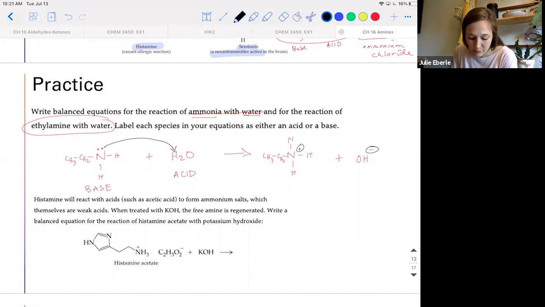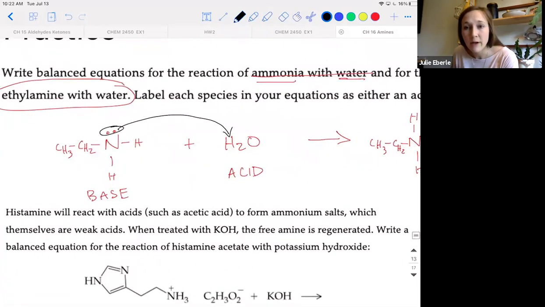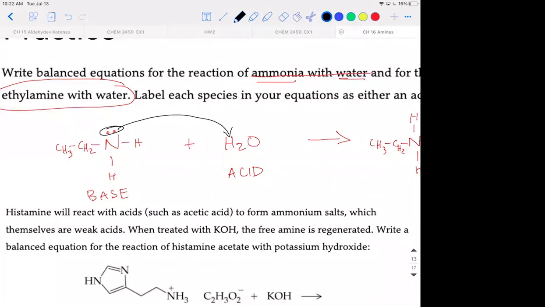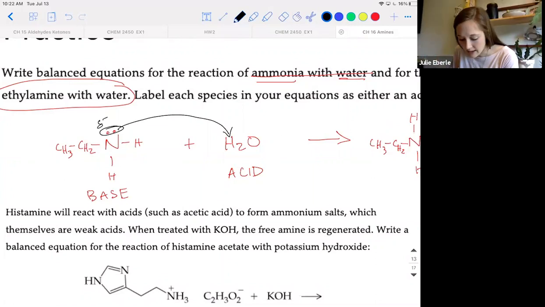Okay, so if it is in the presence of a molecule that has a lone pair on it, oftentimes water will act as an acid. This lone pair is really electronegative, we know that, and it's really attracted to these hydrogens, and it will pull one off. Okay.